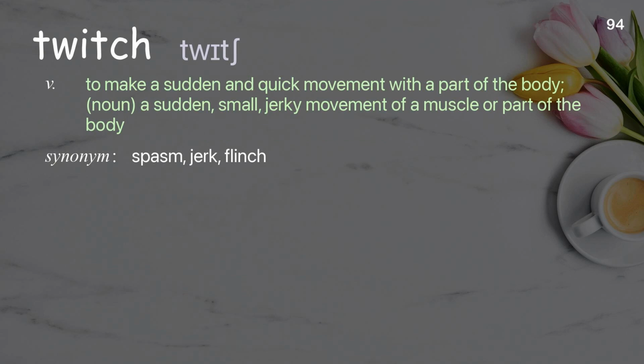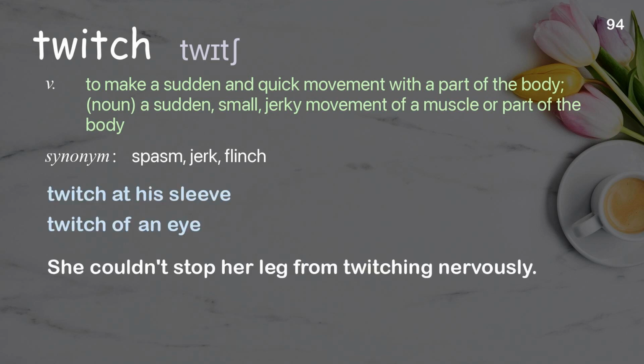Twitch. To make a sudden and quick movement with a part of the body. Noun, a sudden, small, jerky movement of a muscle or part of the body. Examples. Twitch at his sleeve. Twitch of an eye. She couldn't stop her leg from twitching nervously.